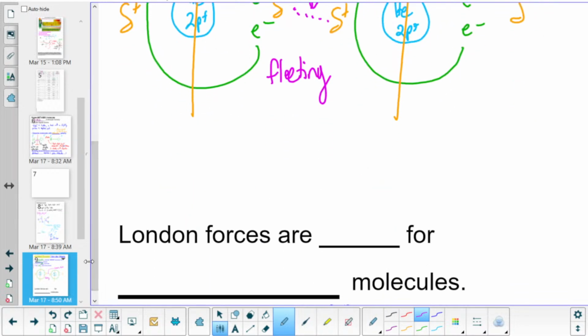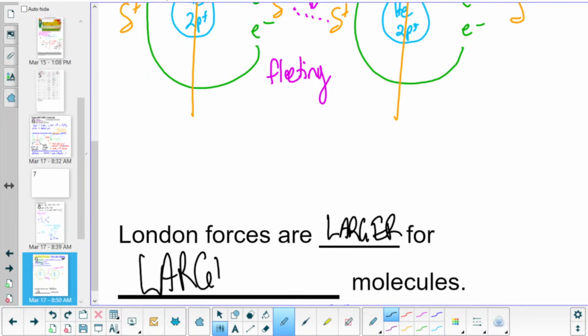One thing, as we said, because they are dependent on the number of electrons, the more electrons you have, the more chance that you have it happening. They are larger for larger molecules. So the larger the molecule is, the more chance, the stronger the London force.